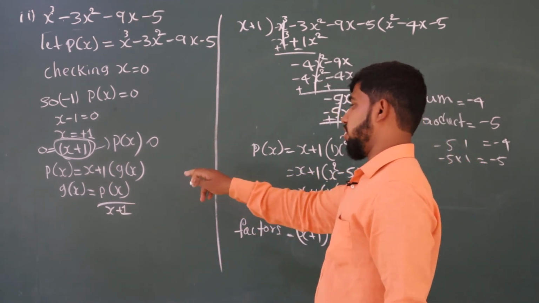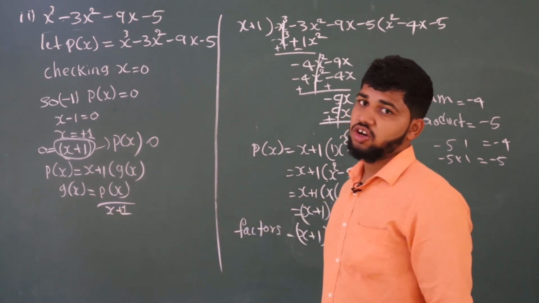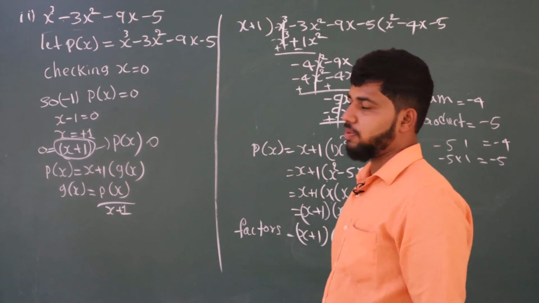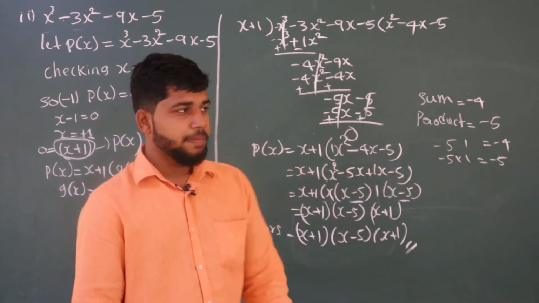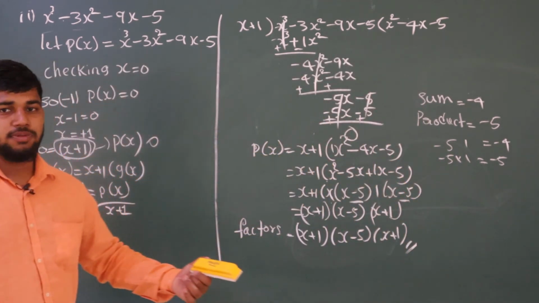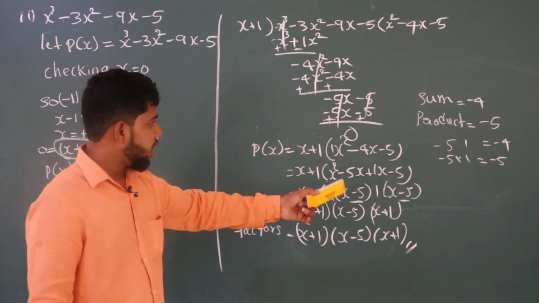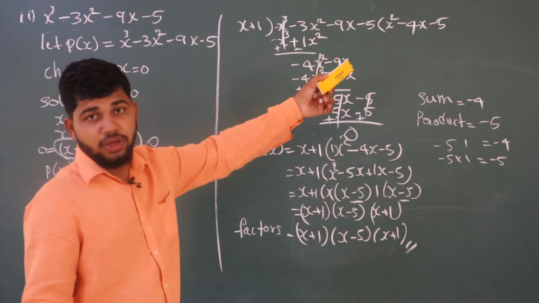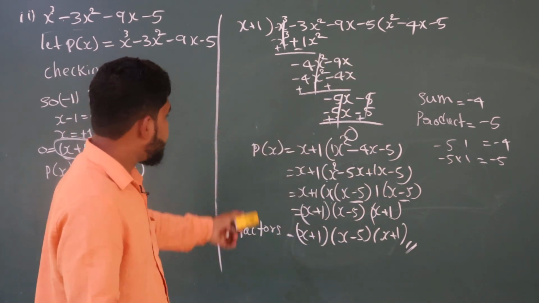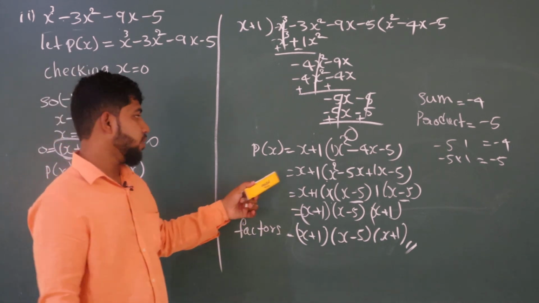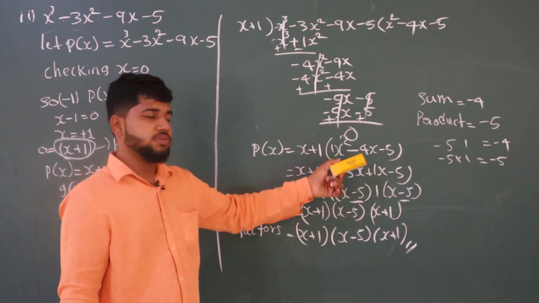Now since x plus 1 is a factor, we have to find g of x, which is p of x divided by x plus 1. We divide x cube minus 3x square minus 9x minus 5 by x plus 1, and the quotient we get is x square minus 4x minus 5.